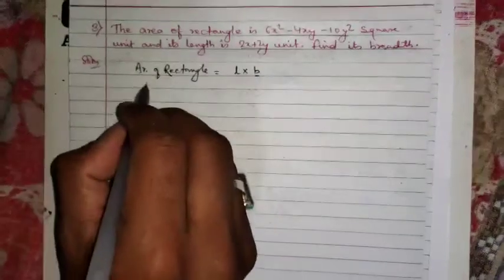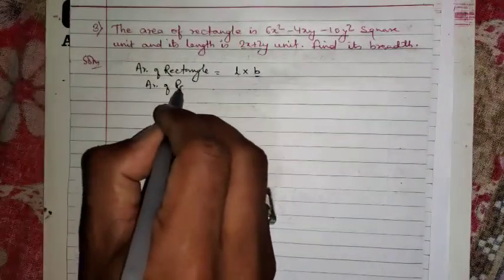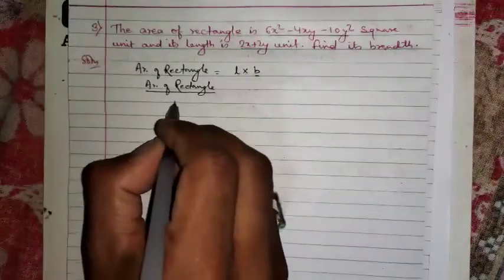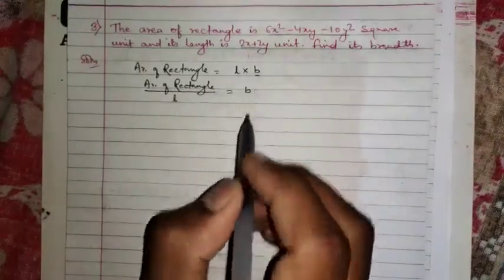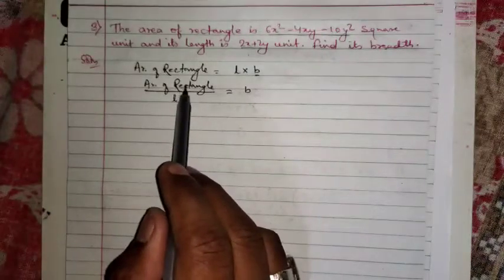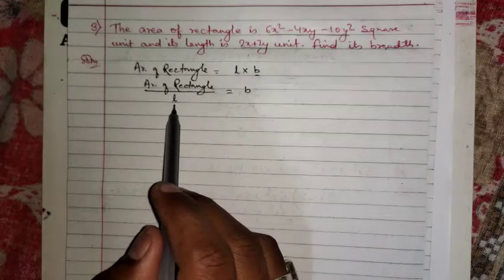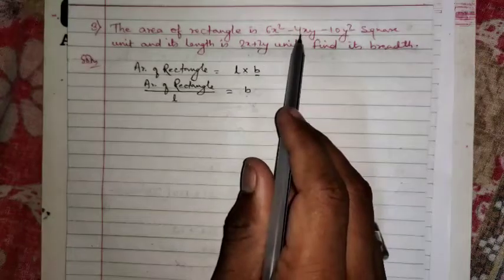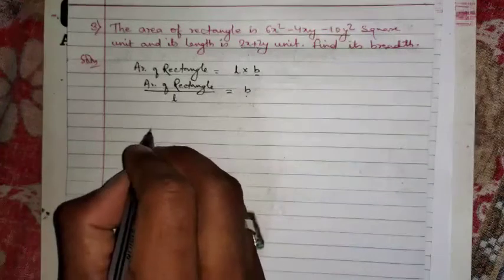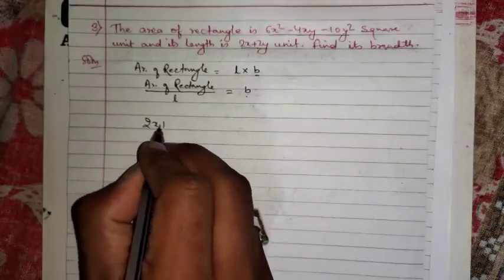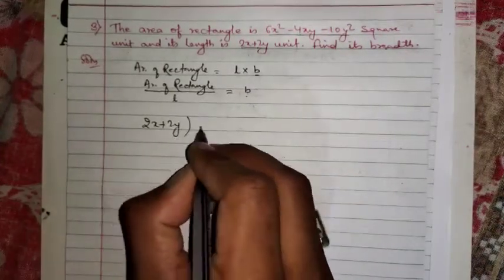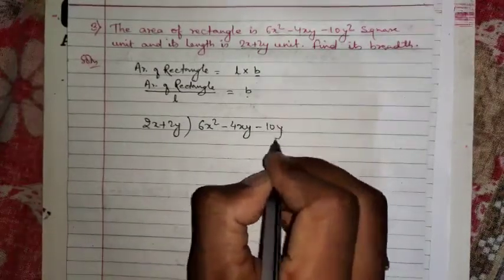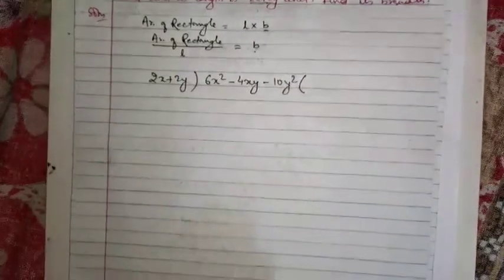So we can write area of rectangle. This one is in multiplication form. When it comes to this side, it will become division form. It means if the area of the rectangle is divided by the length, we can get the breadth. Here length is given and area is given. Then we have to divide. First we will set it in division form: 6x square minus 4xy minus 10y square. Like this we have to do.